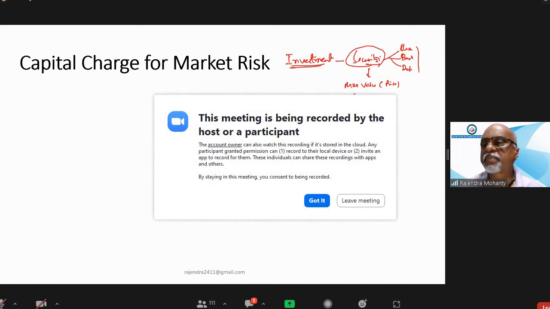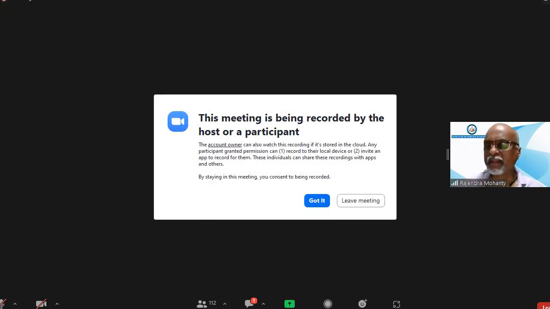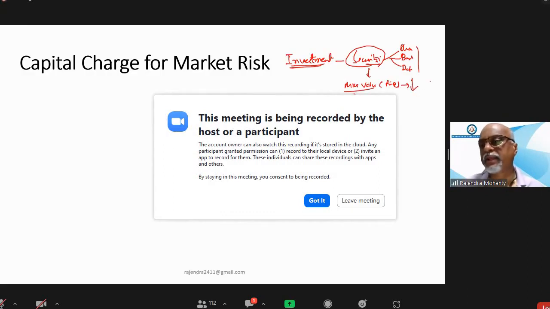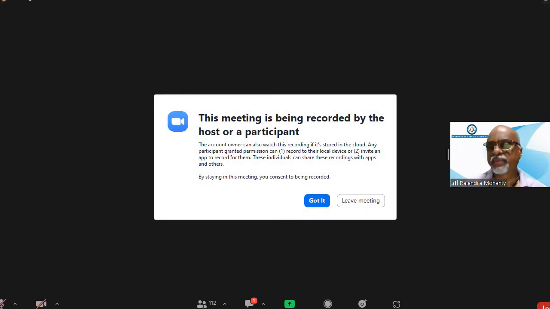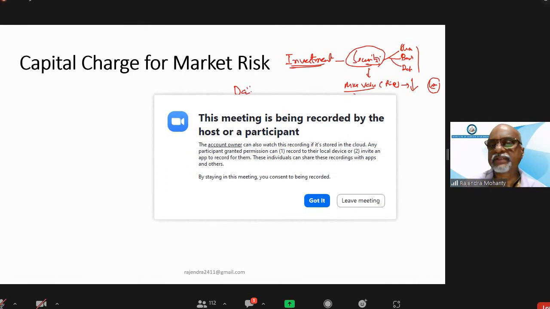So this price may vary due to movement of rate of interest in the market. Due to adverse movement of rate of interest, the price may vary. When the price comes down, then only loss happens. If price goes up, loss might not happen. So to cover the loss, bank has to maintain market risk capital. And this has to be done on a continuous basis or on a daily basis.